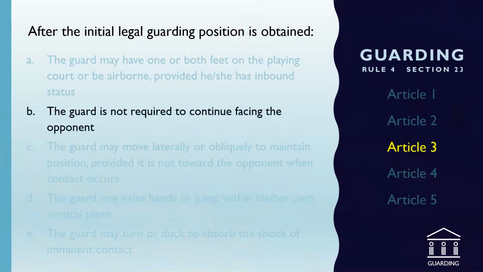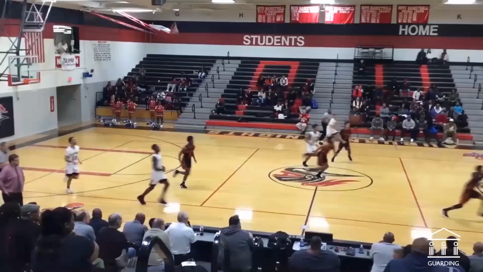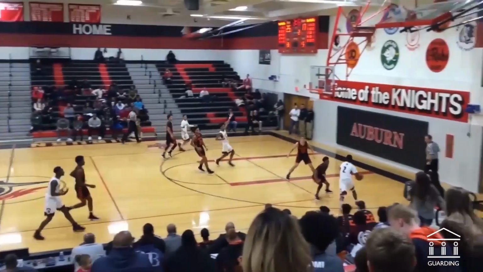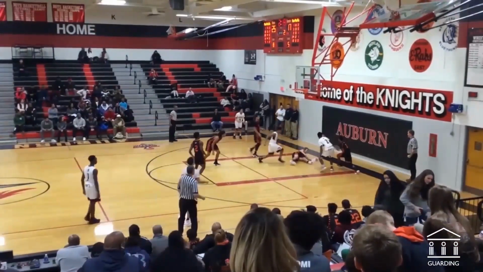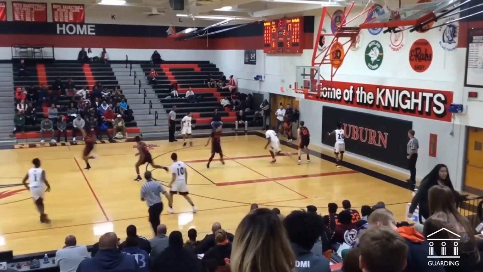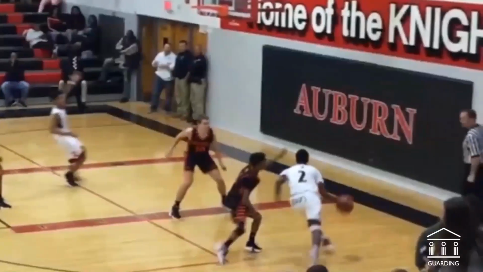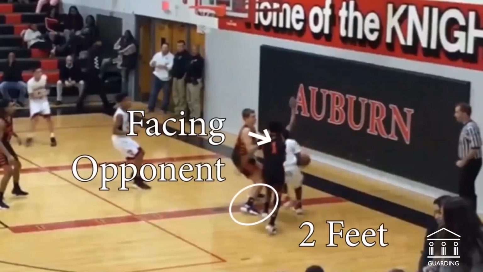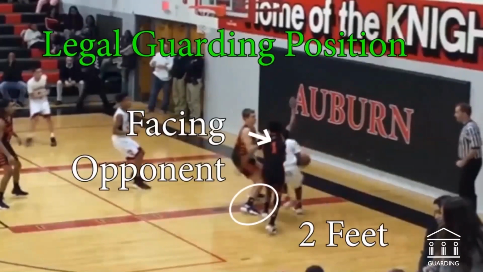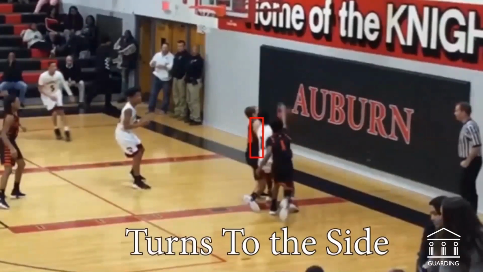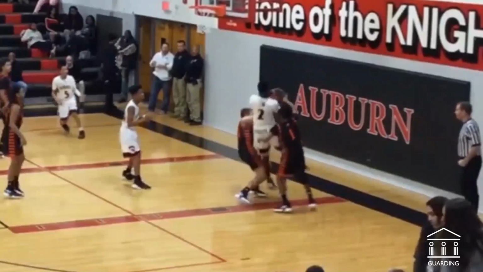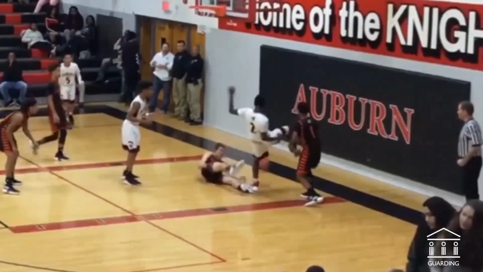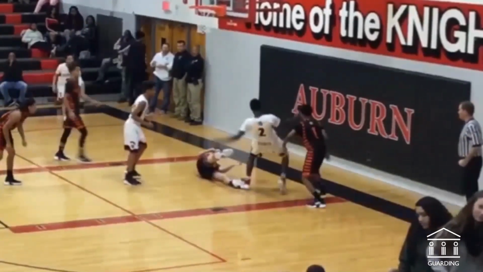All right, you don't have to keep facing your opponent either. Once you've established a guarding position, you no longer have to continue to face your opponent. All right, 2 feet, he's facing his opponent. There's no minimum, right? So he can be super close as long as he gets there first. He turns because he sees the player coming and he gets hit on the side, but that doesn't make him illegal. He is still a legal defender, even though he turned his shoulder.